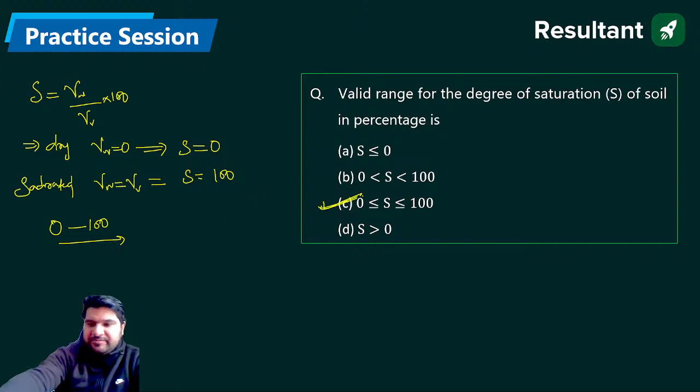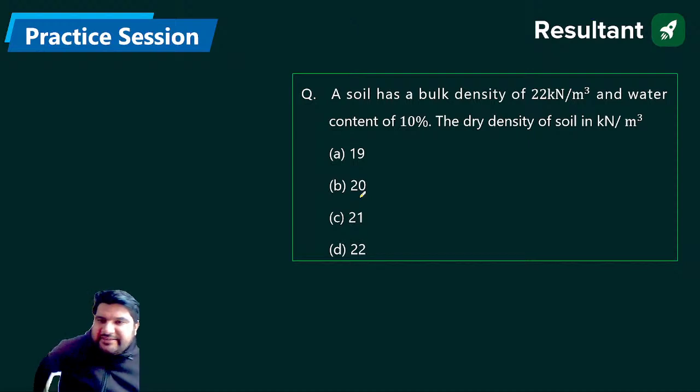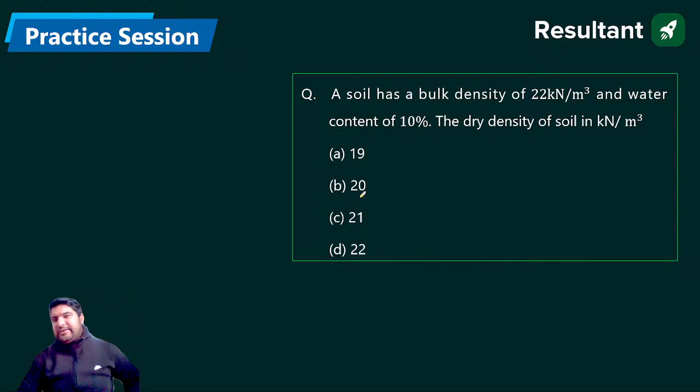Absolutely correct. Next question. Next question on the screen. So we have the bulk density given. We have the water content given. Now the dry density of the soil is.